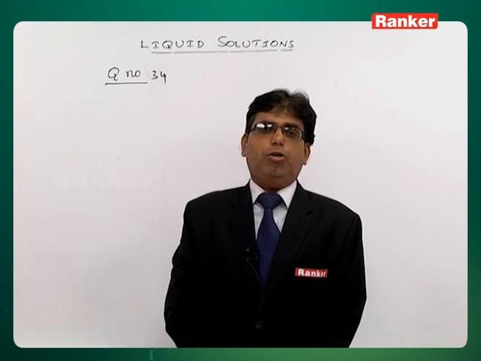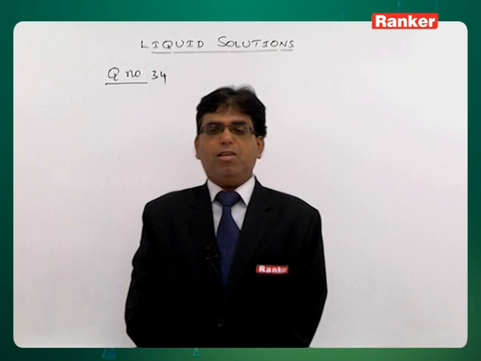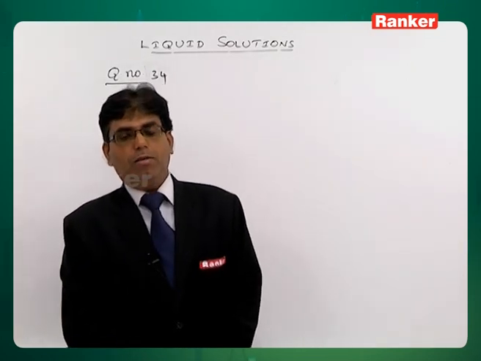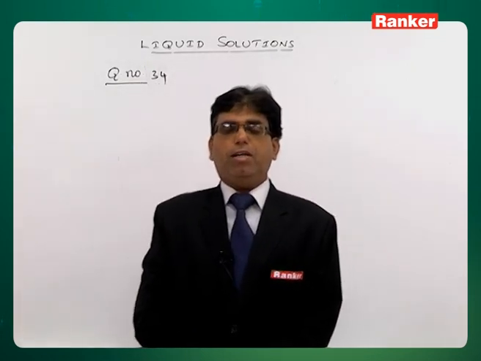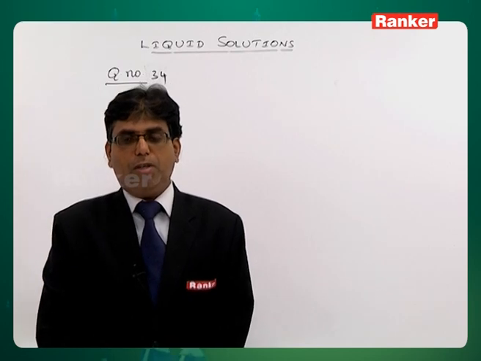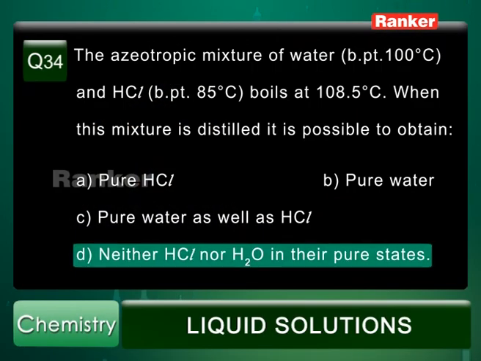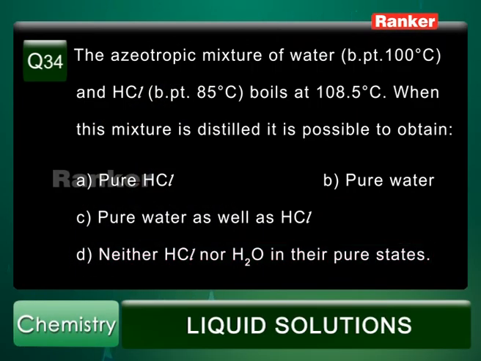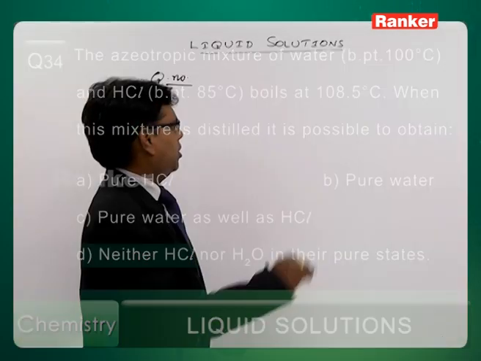Whenever you take an azeotropic composition, then you get neither pure HCl nor pure water. It is not possible to separate either of the liquids into pure components. Therefore, the correct option must be option D. Question number 35.